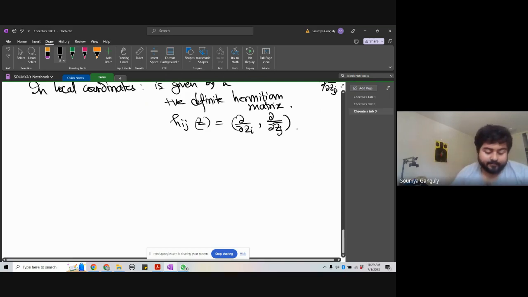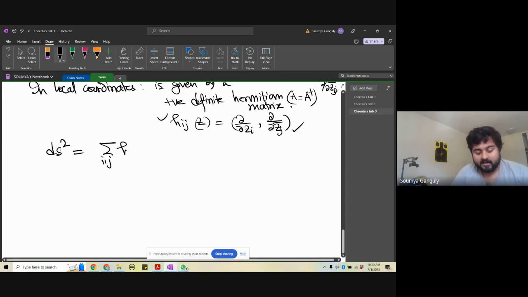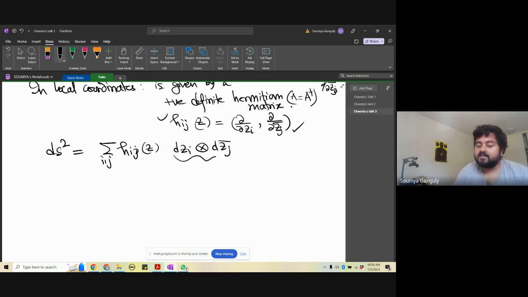So now, in other words, if you have this matrix, which is a positive definite Hermitian matrix, and a Hermitian matrix means a matrix is called Hermitian if its conjugate transpose is equal to itself, then the metric is given by the summation over i, j of h_ij dz_i dz̄_j. What are these?